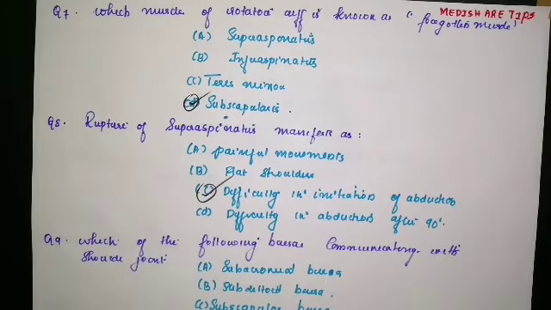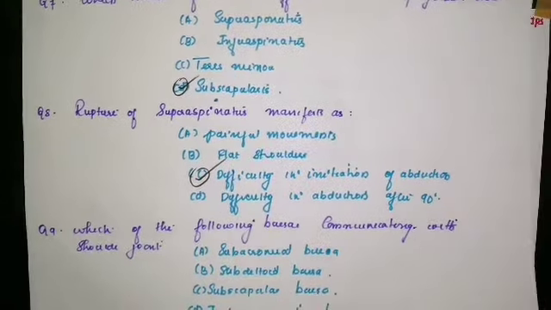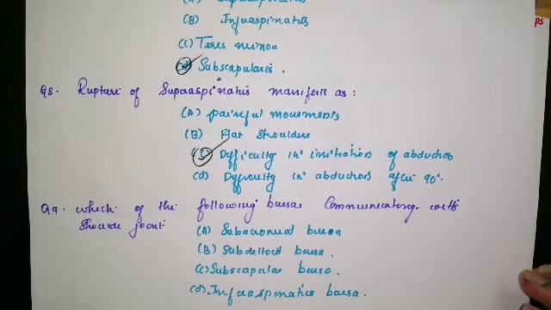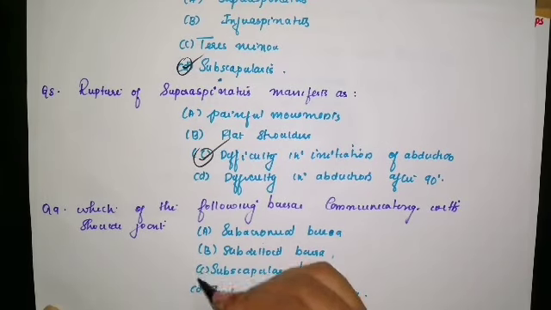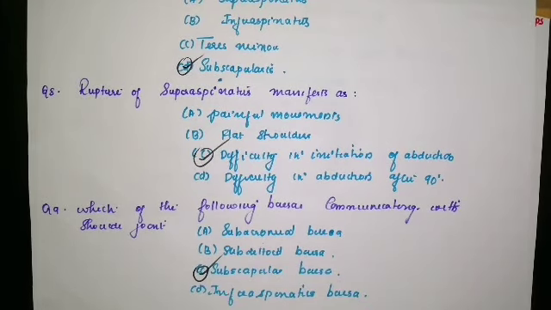Question number 9, which of the following bursae communicates with the shoulder joint? This was mentioned in the first part of this video about the shoulder joint. The communicating bursa of the shoulder joint is definitely the subscapular bursa. That is option C, the right answer.